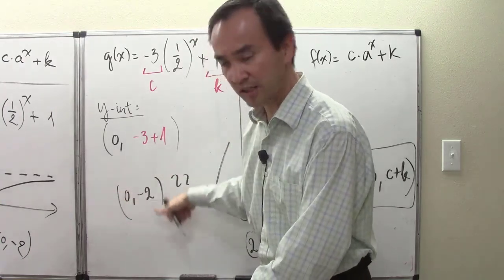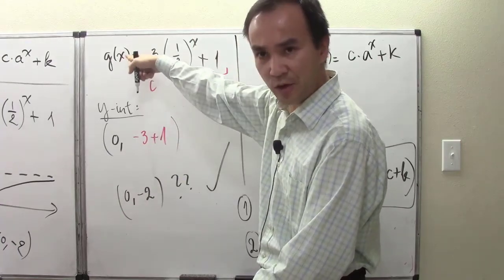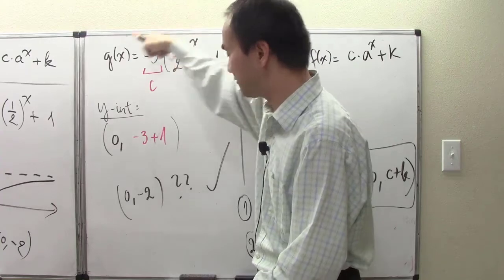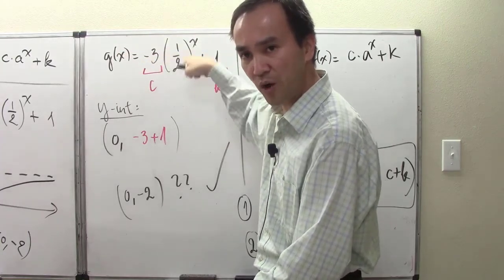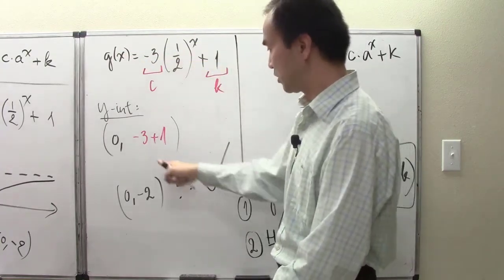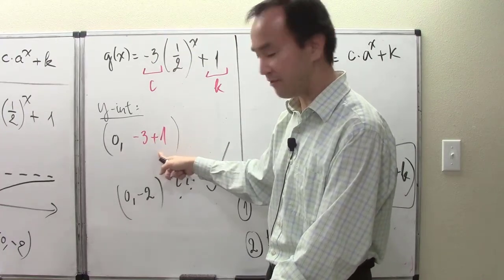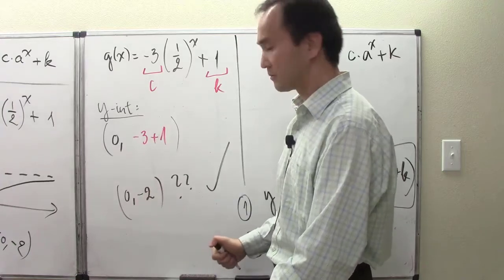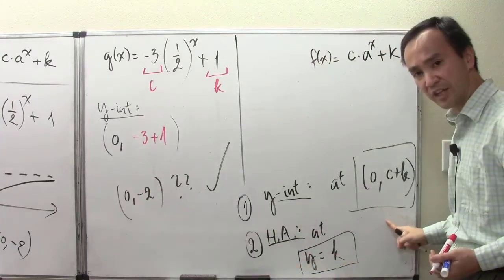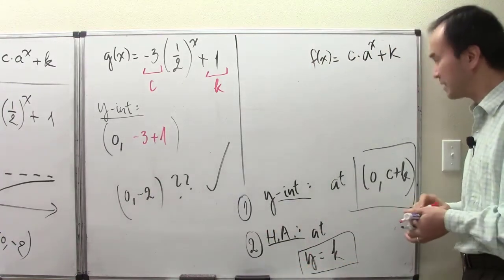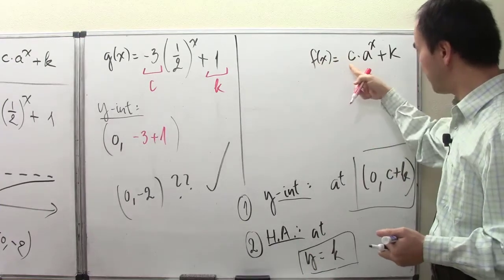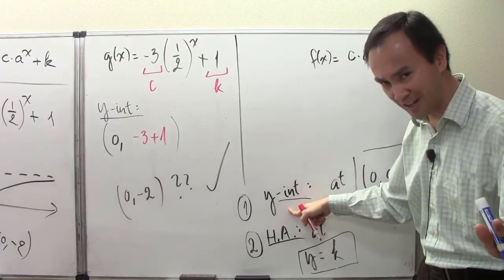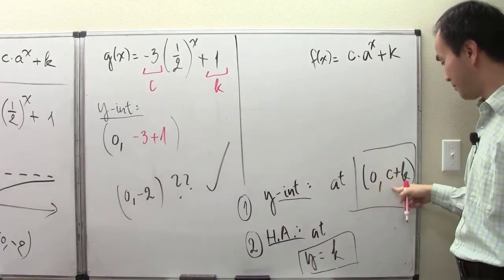This is our vertical intercept, the y-intercept of our function g of x, negative 3 times 1/2 to the x plus 1, because negative 3 plus 1, c plus k, is that value. And then x is always 0. So now this generalization is confirmed. Any function in the form c times a to the x plus k has a y-intercept generally at 0, c plus k.